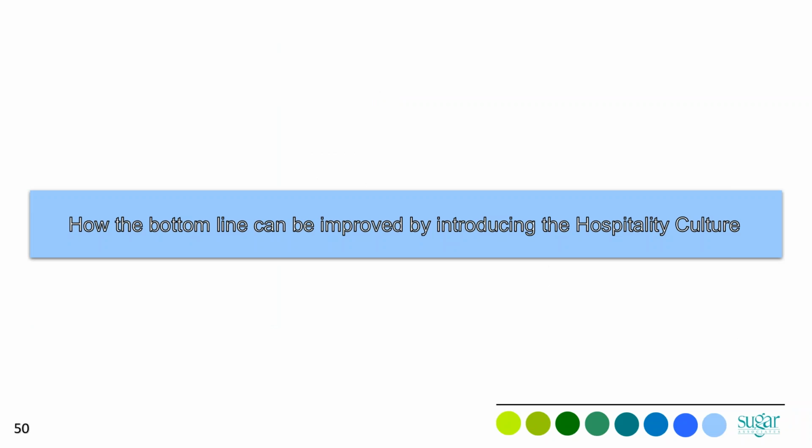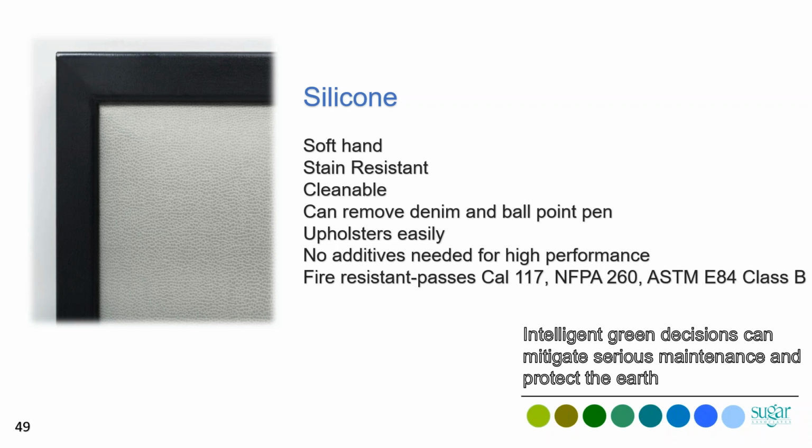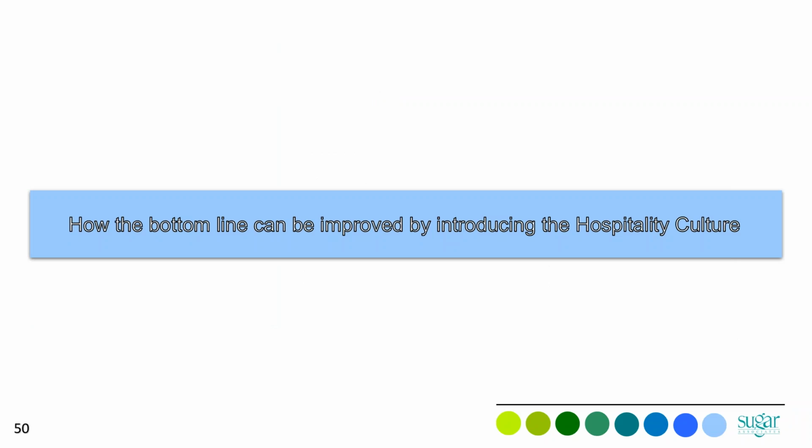These have a soft hand, they're stain resistant, and cleanable. In many cases, they can upholster furniture with Velcro so that if the upholstery needs to be redone, it can be pulled out and redone on site. And intelligent decisions can mitigate serious maintenance and protect the earth.